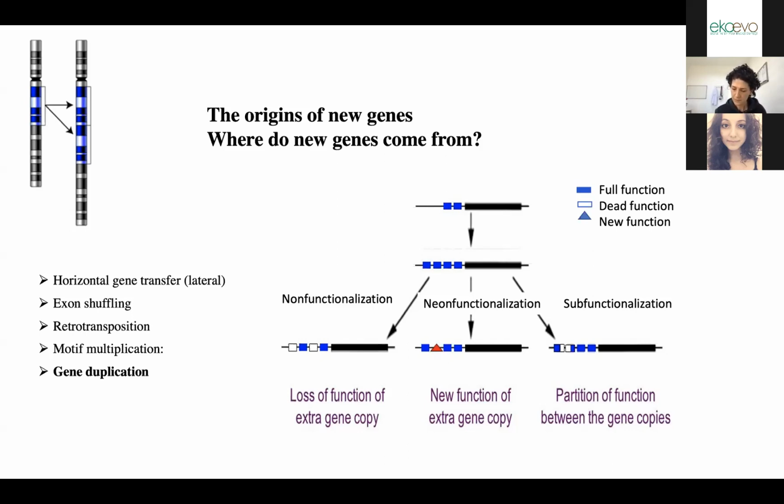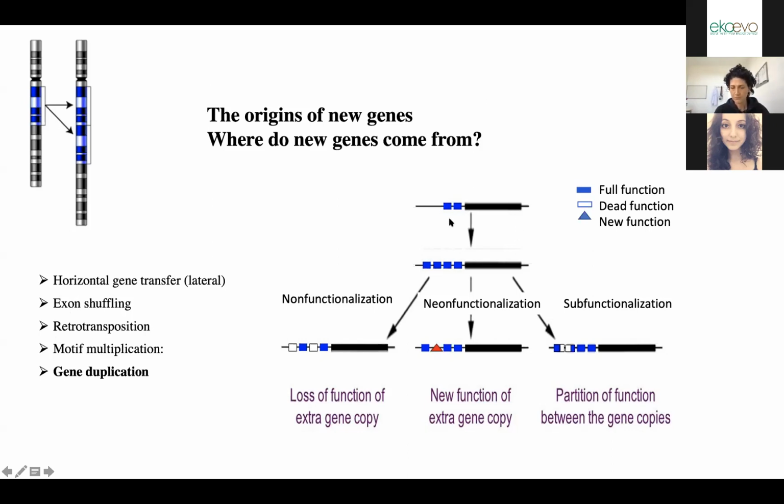So in this second part, I'm going to focus on the origin of new genes. Where do new genes come from, actually? I mentioned that most of the new genes come from gene duplication. The other factors are horizontal gene transfer, exon shuffling, retrotransposon, motif duplication, and gene duplication. What is the meaning of gene duplication? There is an example.